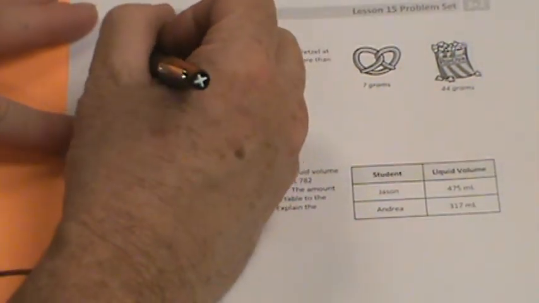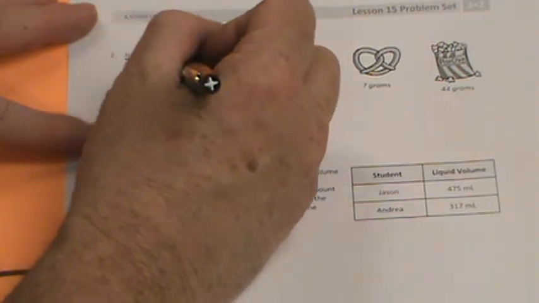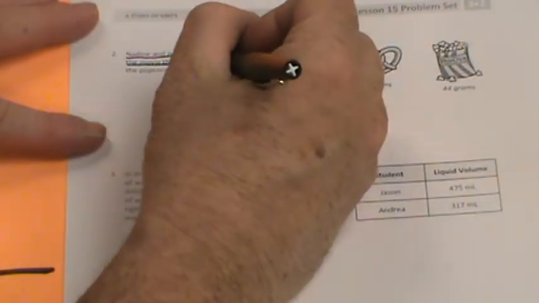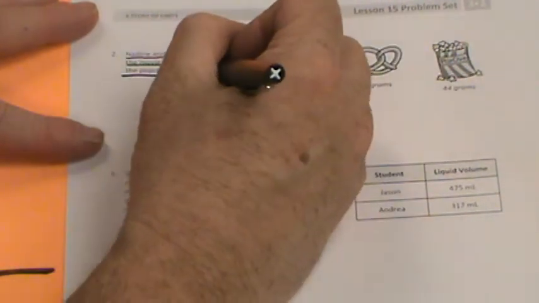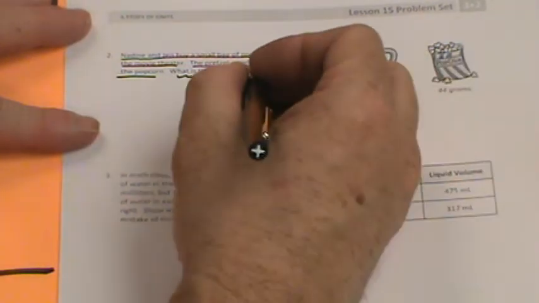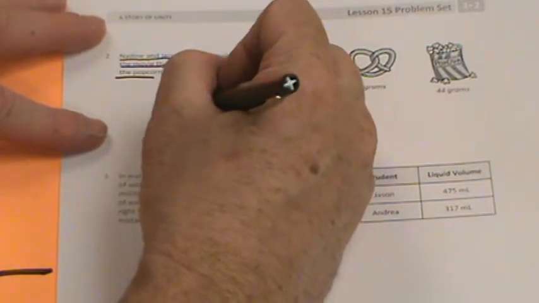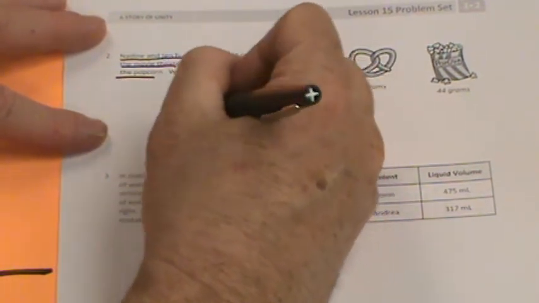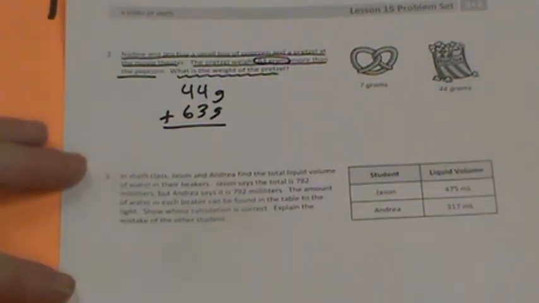Let's read our problem here. Nadine and Jen buy a small bag of popcorn and a pretzel at the movie theater. Lucky Nadine and Jen. The pretzel, well, it weighs 63 grams more than the popcorn. What is the weight of the pretzel? So here we have the popcorn weighs 44, but the pretzel weighs 63 grams more than the popcorn. So we have to add 44 grams plus 63 grams. Go ahead and set that problem up and do it on your own. Pause it here because I'm going to continue on with setting up the other problems.